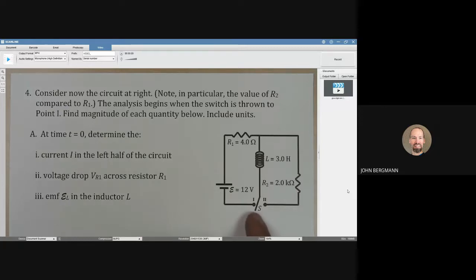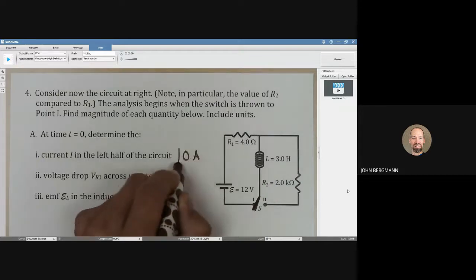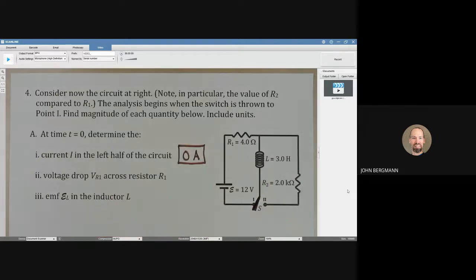We're going to flip this switch to point number 1 here. So should I draw that in? There we go. We're going to flip the switch right there. What's going to be the current in the left half of the circuit? Well, remember that an inductor acts like an insulator at that very first instant. When we flip the switch there, the current is going to want to try to change, but at that first instant, the inductor will prevent that. It will ultimately fail, but that's what it does at first.